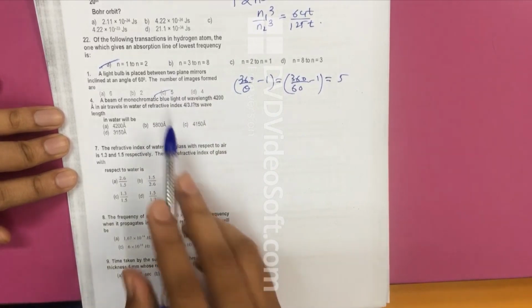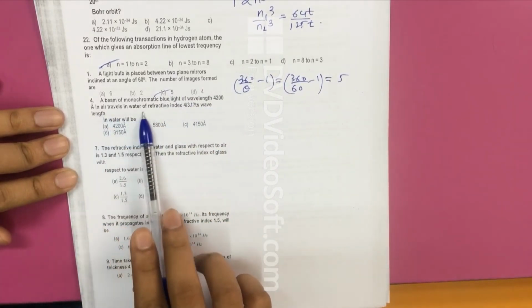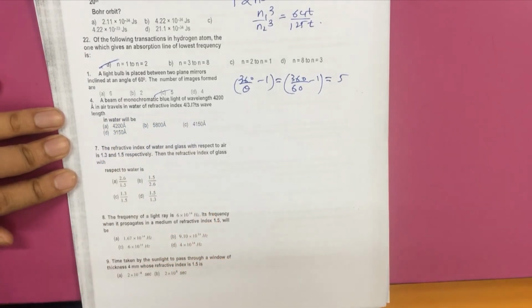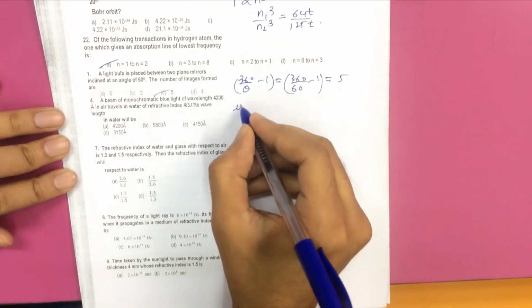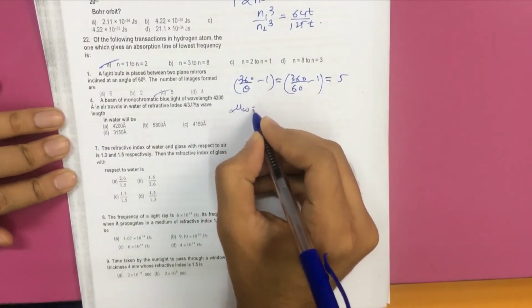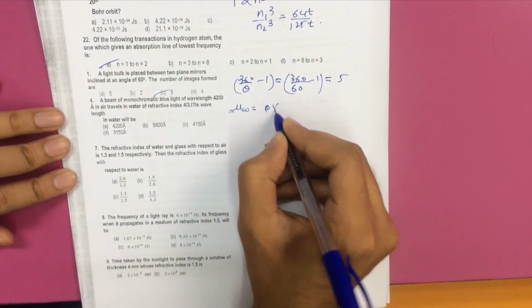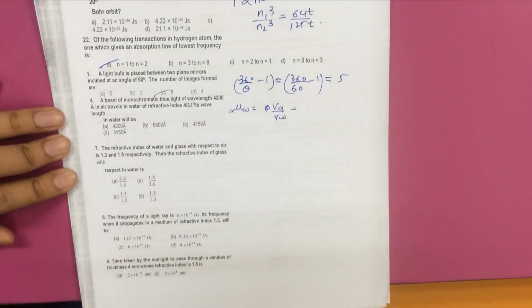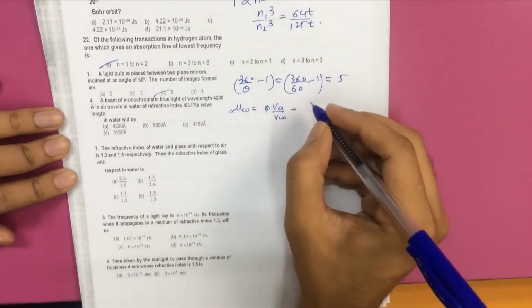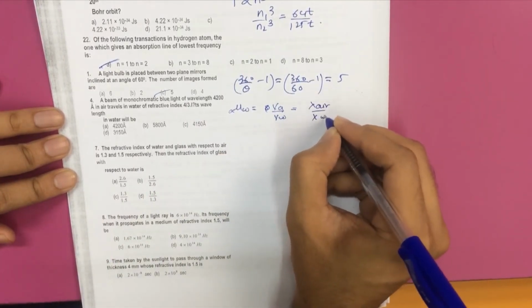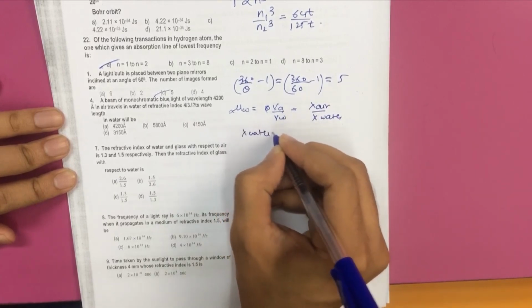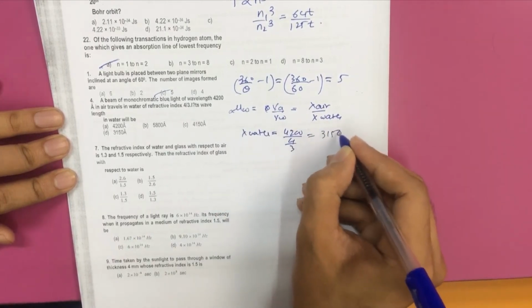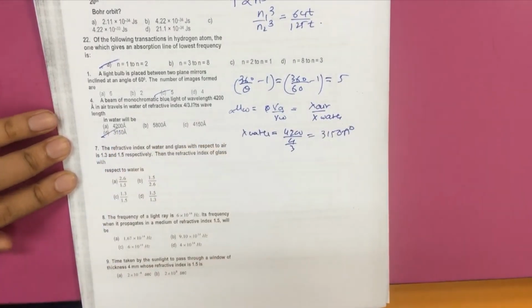A beam of monochromatic blue light of wavelength 4200 angstrom in air travels in water of refractive index 4 by 3. Its wavelength in water will be: mu of water with respect to air is speed of light in air divided by speed of light in water, which is wavelength in air divided by wavelength in water. So wavelength in water would be equal to 4200 divided by 4 by 3, which is 3150 angstrom. That is, option D would be your right answer.